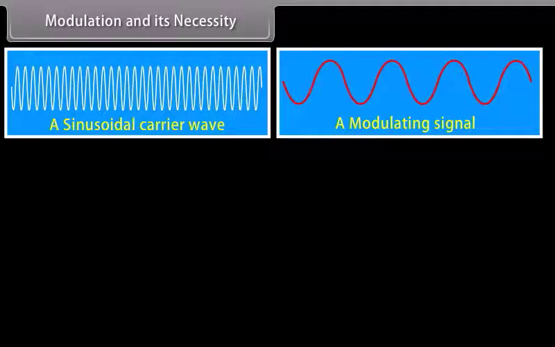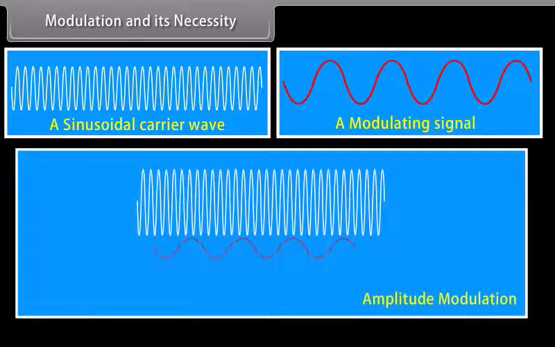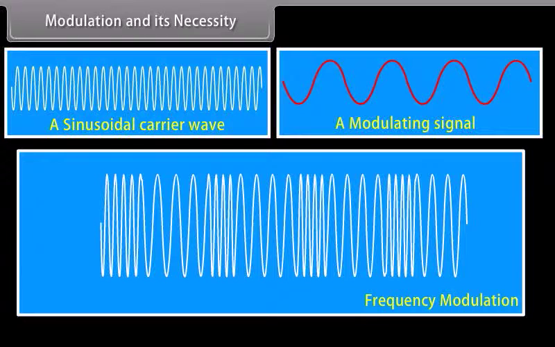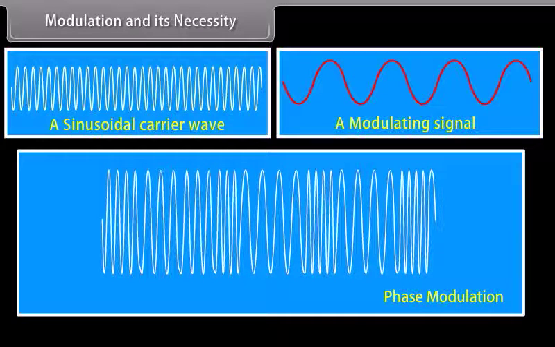There are three types of modulation: amplitude modulation, frequency modulation, and phase modulation.